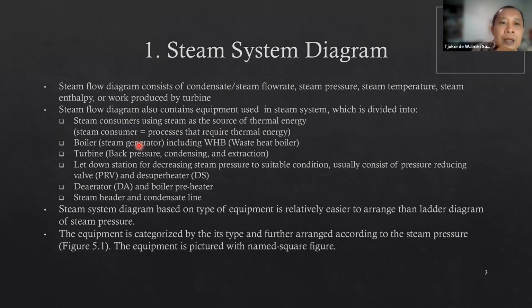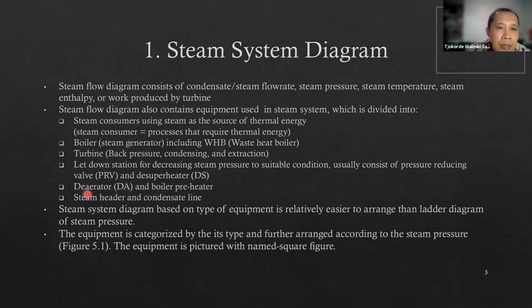Then the second one is the boiler or the steam generator, which includes the waste heat boiler. We'll talk a little bit more about this technology later on. The turbine, so back pressure, condensing and extraction turbine. Letdown station, for decreasing steam pressure to more suitable conditions, usually consists of a PRV or pressure reducing valve and a DS or desuperheater. So again, a letdown station's purpose is to decrease steam pressure. Pure and simple.